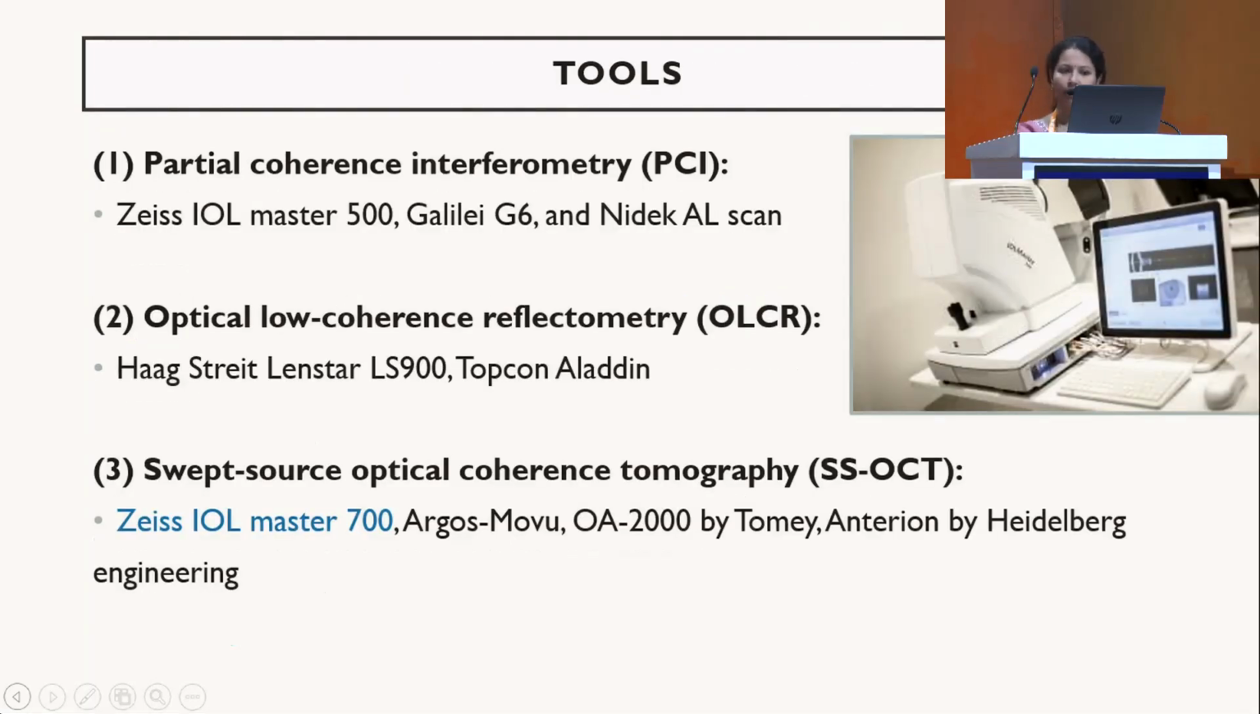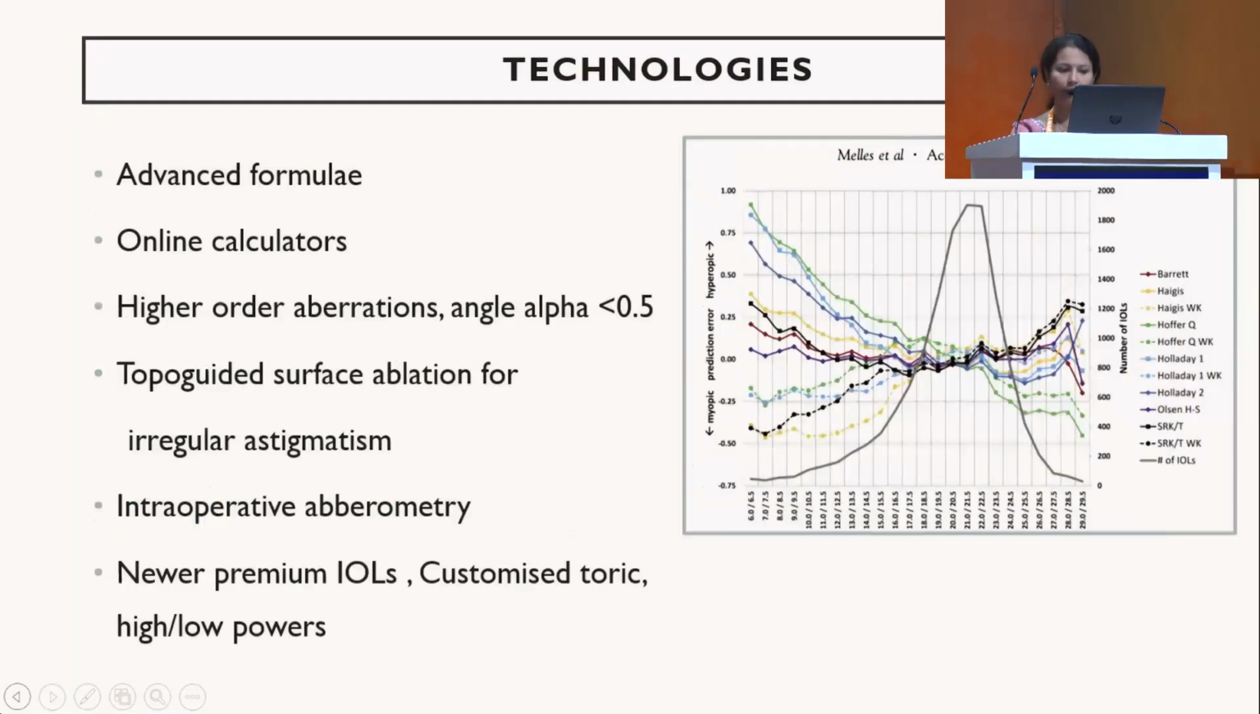So looking at the advanced tools and techniques that are available for us, we have different biometers which are giving very accurate measurements, of which the swept source OCT based machines like the Zeiss IOL Master 700, the Argos by Alcon, the Tomey and Anterion by Heidelberg Engineering are the best and more popular, and are used nowadays. The advanced formulae, especially those which are hybrid, which use both vergence and artificial intelligence, are giving excellent results. And the best part is we have online calculators which are available free, especially on the ASCRS or APACRS websites, which are accessible to everyone.